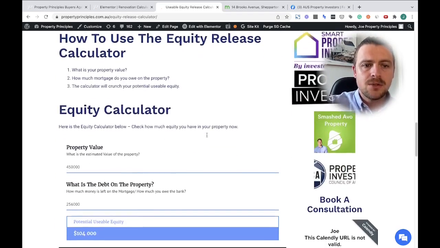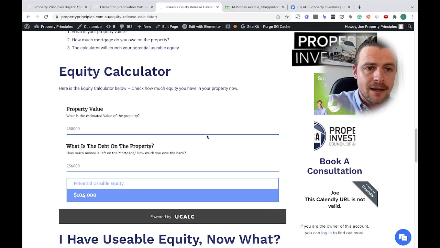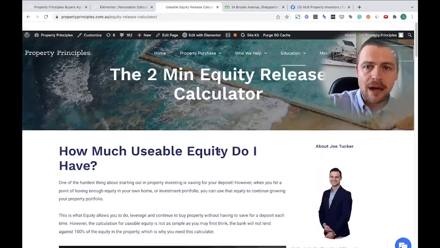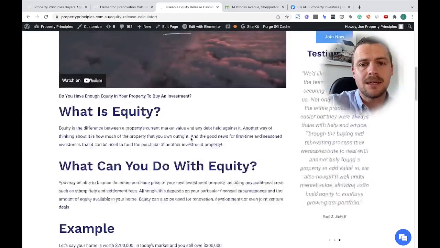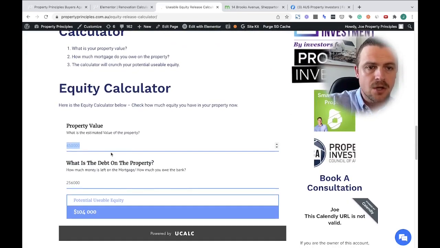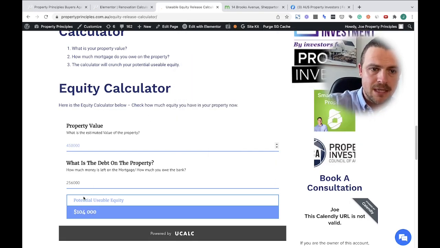So how do we do this calculation? Super easy. We've got this inbuilt calculator to help you out here. All you have to do is enter in the estimated value of the property. Now, we just also have a renovation calculator here, and we just did a deal crunch on that. So the property example was $450,000. And the debt on that at a 20% mortgage is $256,000.